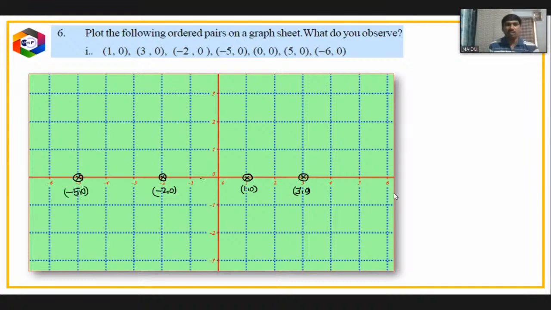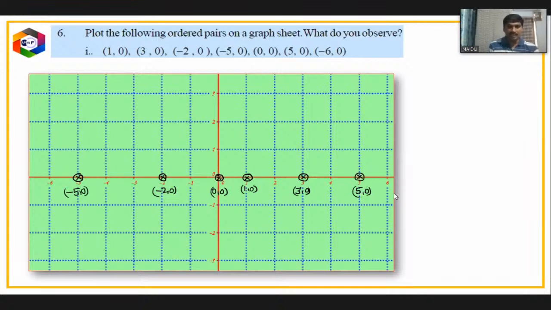As we discussed already, the meeting point of both x-axis and y-axis is called origin, and that itself is 0 comma 0. And 5 comma 0. Since x value is 5, from origin toward the right side 5 units and there is no y distance. So this point becomes 5 comma 0, and minus 6 comma 0.